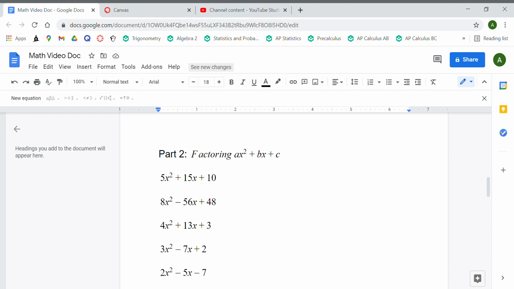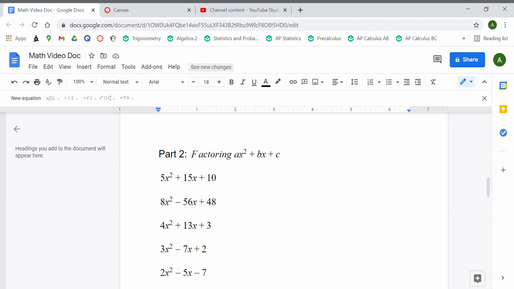We are now in part 2 of factoring quadratics. Last part we took a look at quadratics in which the leading coefficient was 1. Now we're going to take a look at factoring quadratics where the leading coefficient is not 1.